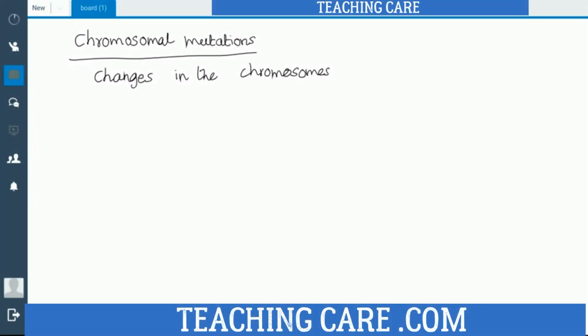So here the changes which occur in chromosomes are called chromosomal mutations. If you take the changes in chromosome number, we'll discuss chromosome number. Every organism has a specific chromosome number.